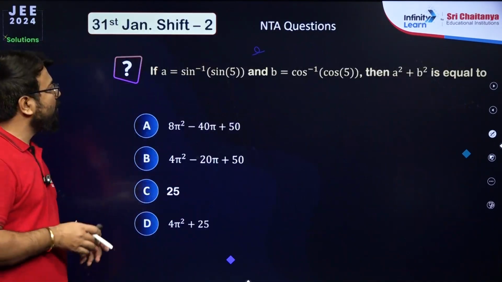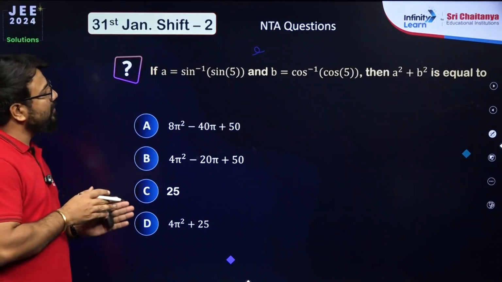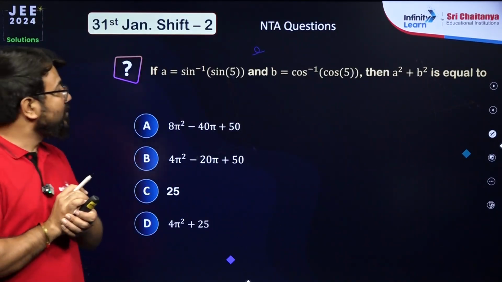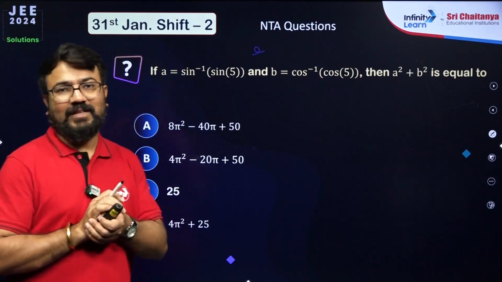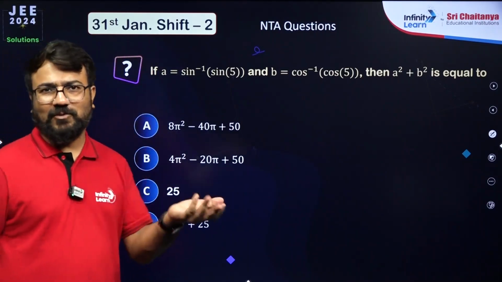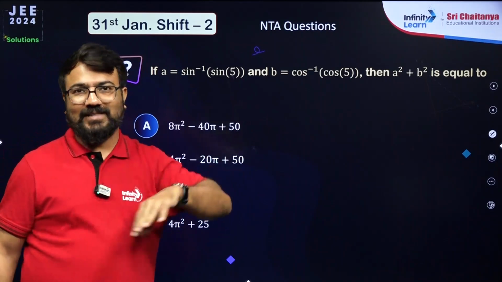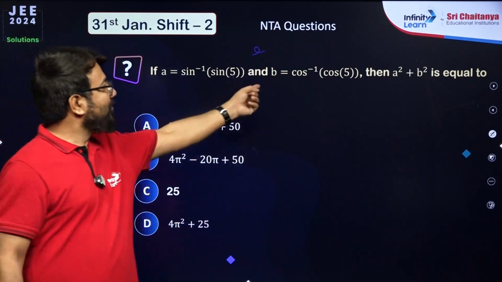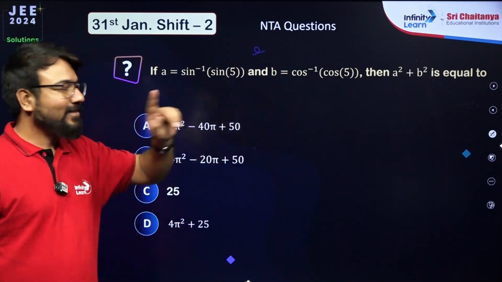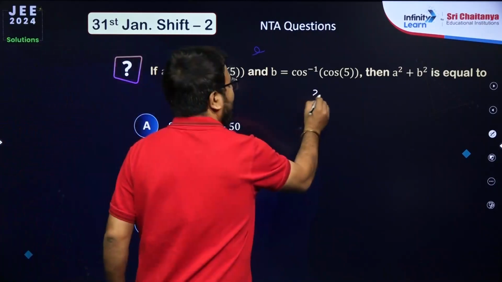Moving forward to the next problem, A is equal to sine inverse sine 5. B is equal to cos inverse cos 5. Cos inverse is having the range between 0 to pi. Sine inverse is having the range between minus 90 to plus 90. Value of cos inverse cannot be negative. So this gives me the value 2 pi minus 5.